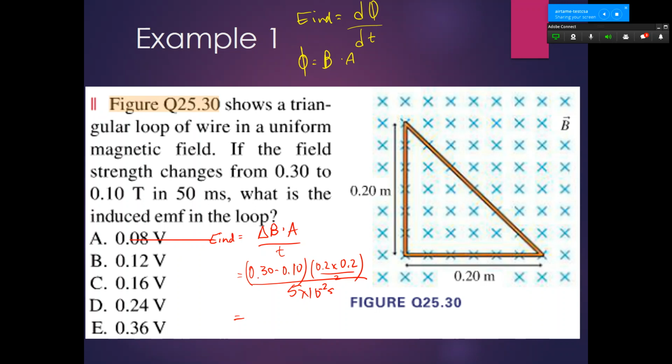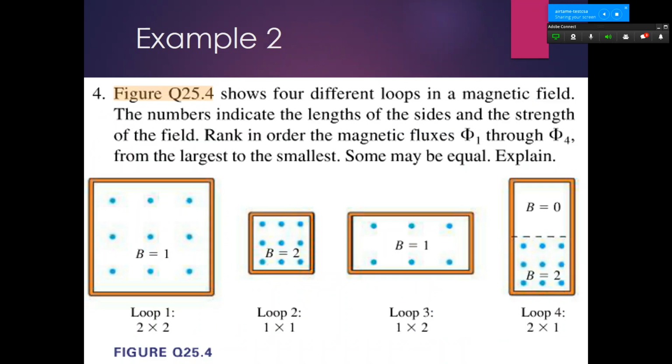You guys have an answer? 0.08 volts. So let's recap, please. What are the two ways you can change flux? Area and magnetic field. You can change the magnetic field or you can change the area.